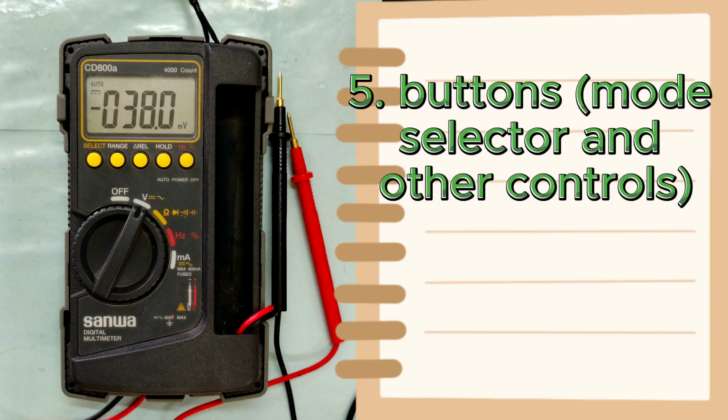5. Buttons, mode selector, and other controls. Function: additional functions for customization and measurement refinement. Common buttons: hold, freezes the current reading on the display. Range: toggles between auto and manual ranging. Relative, measures relative differences by subtracting an initial value. Mode: switches between AC/DC or diode continuity modes. Max-min: captures and displays the maximum and minimum readings.